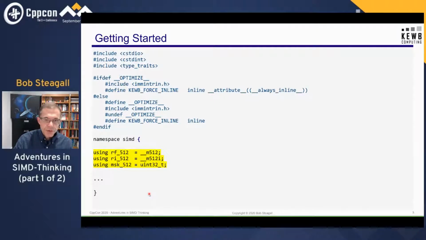Of particular interest for this talk are these 3 types. I call them RF512, RI512, and MSK512. And these correspond to the 512-bit floating point type that Intel defines, the 512-bit integer type, and then the mask type that I use, which is an unsigned 32-bit int. And these 3 types really form the basis, are used by all of the functions to do the work that we're going to look at.